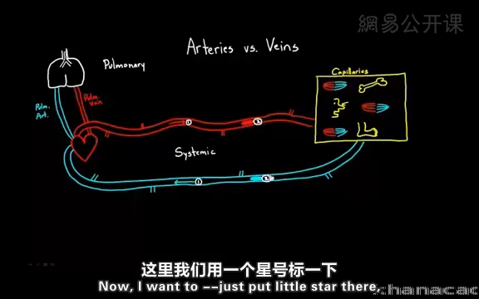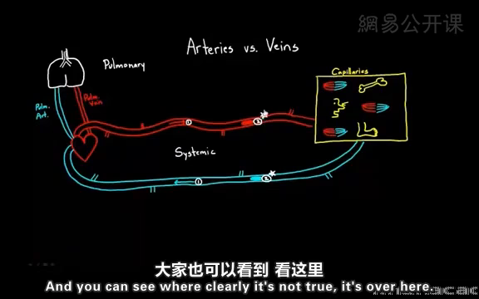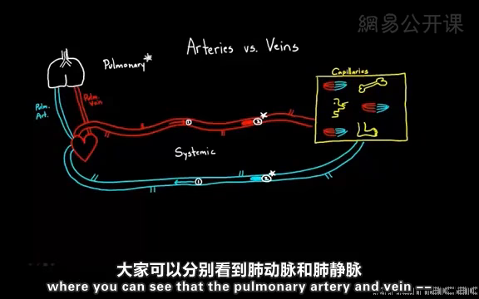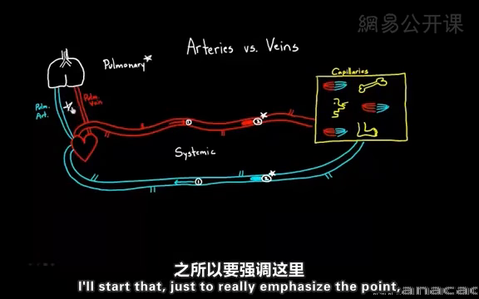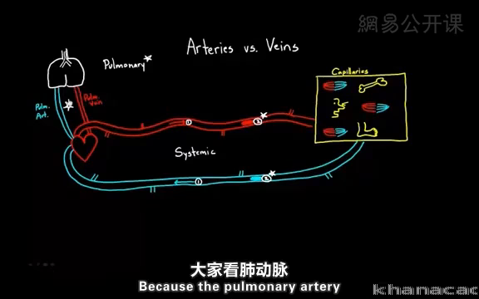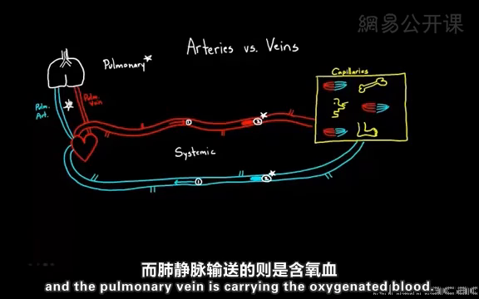Now, I want to just put a little star there because that's not always true. And you can see where clearly it's not true is over here. So let me star the pulmonary circulation, where you can see that the pulmonary artery and vein, I'll star that just to really emphasize the point, are actually the reverse of what I just said, right? Because the pulmonary artery is going to carry the deoxygenated blood, and the pulmonary vein is carrying the oxygenated blood.